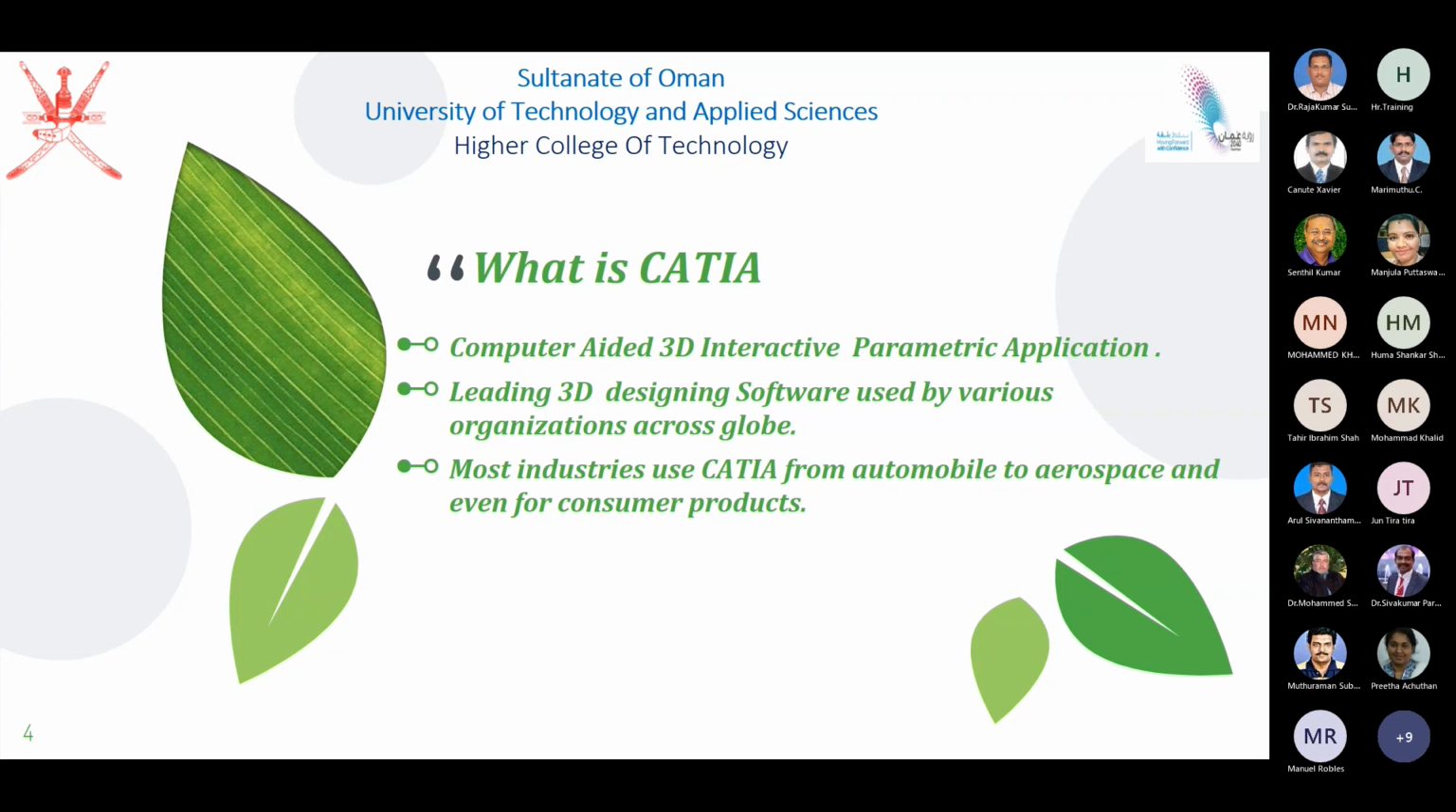So CATIA is one of the parametric application software, and it is a leading three-dimensional designing software used by various organizations across the globe, one of the best software available in the market. Most industries use CATIA, from automobile to aerospace and even consumer products. It is user-friendly software, and it is very easy to understand and proceed with all the commands and sketches.